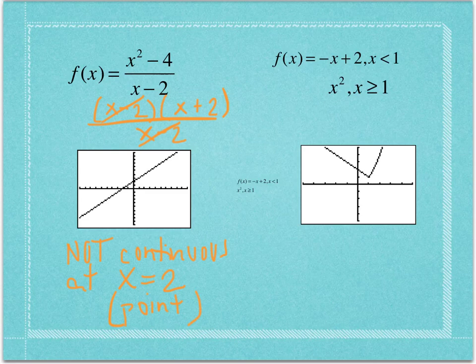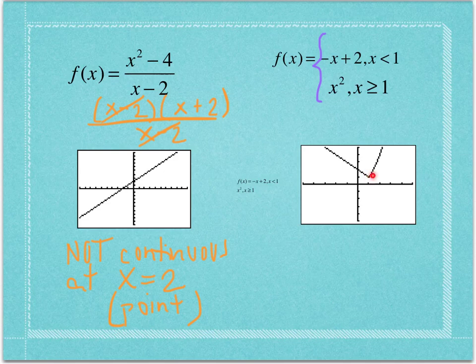Now the next one that we can look at, let's take a look at it. This is one of these piecewise functions again. f of x equals negative x plus 2 when x is less than 1, and x squared when x is greater than or equal to 1. So the first part here, this is just going to be a line, a negative sloping line coming in like that, with an open circle here at 1 because of that. Second part is y equals x squared. This will be a parabola with a filled-in circle at 1.